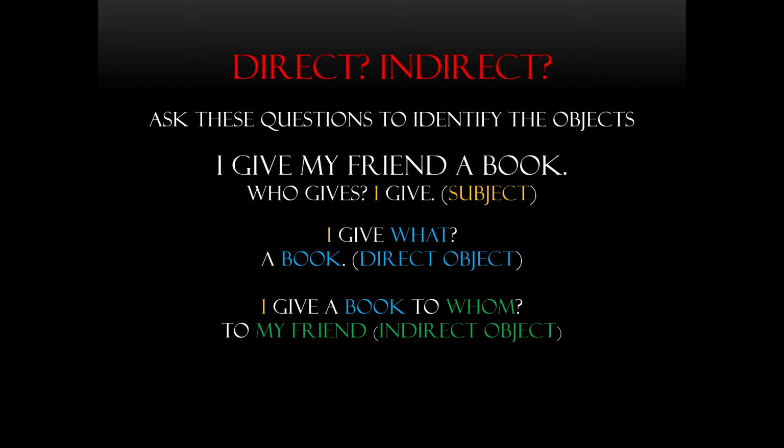Now you can ask, I give what? A book. Now typically the thing you give is going to be inanimate. You usually don't give a friend. You don't buy a baseball player unless you own a team, things of that nature. Whereas usually or frequently the indirect object is a person. So I give what? A book. To whom? To my friend, for example, in this sentence, and that person is the indirect object.